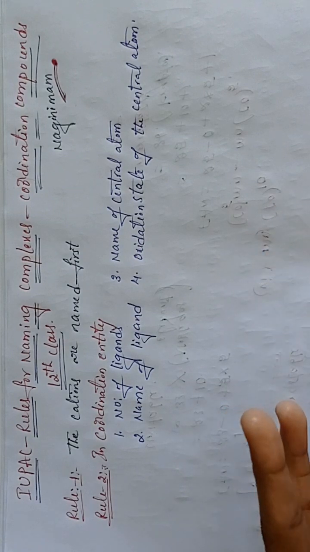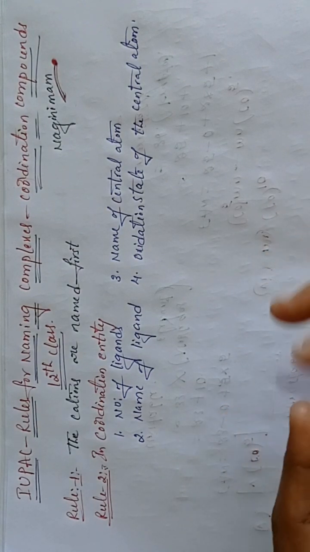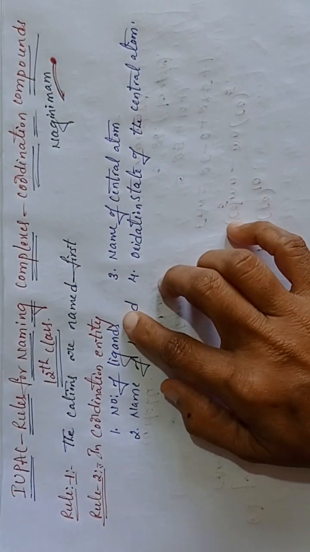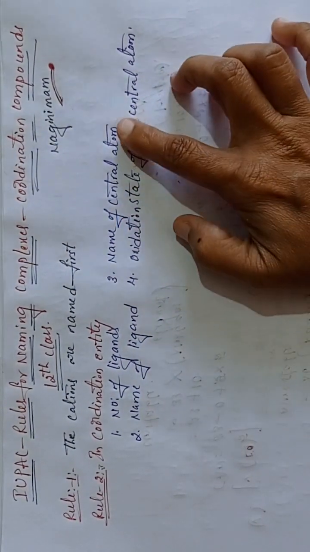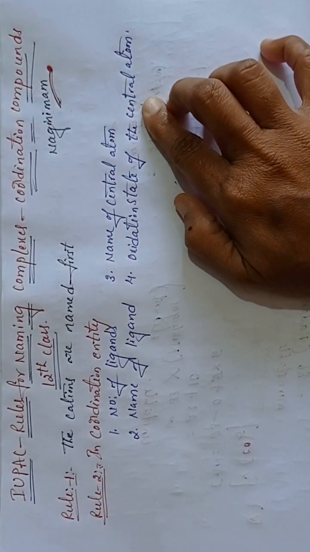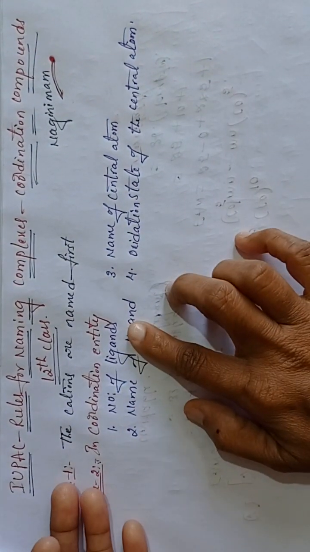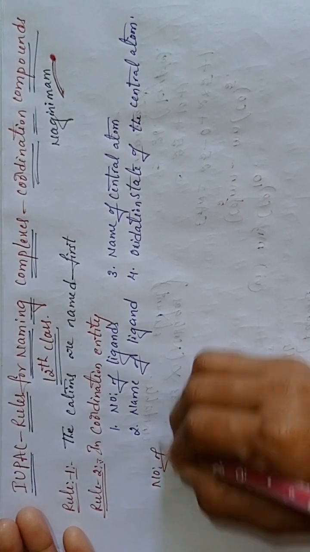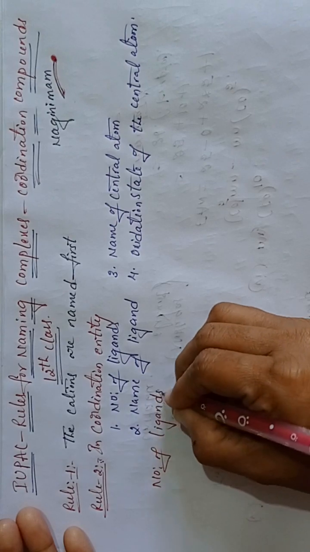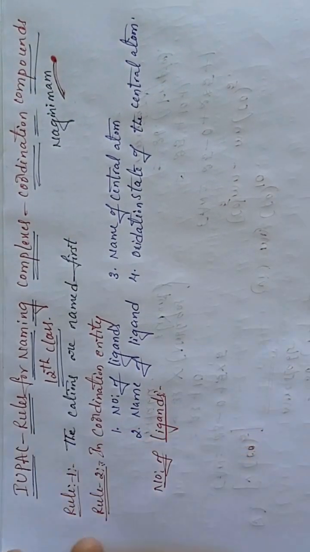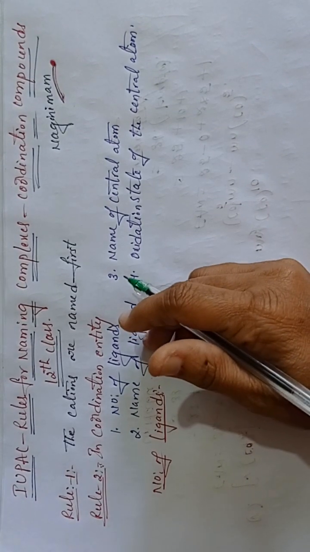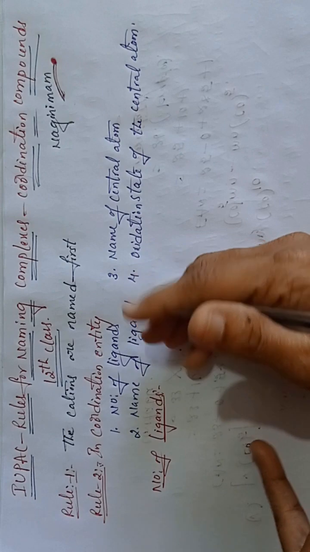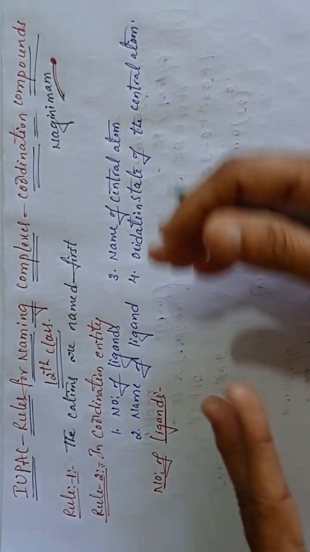So in the coordination entity, how to write the name of the compound? This is the sequence: number of ligands, name of the ligands, name of the central atom, oxidation state of the central atom. So first I am going to discuss the number of ligands, students. The number of ligands is indicated by numerals, suppose 1, 2, 3, 4, 5, 6.